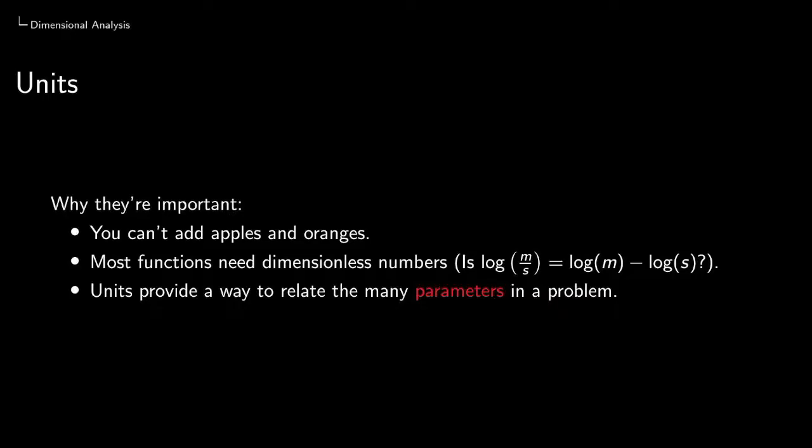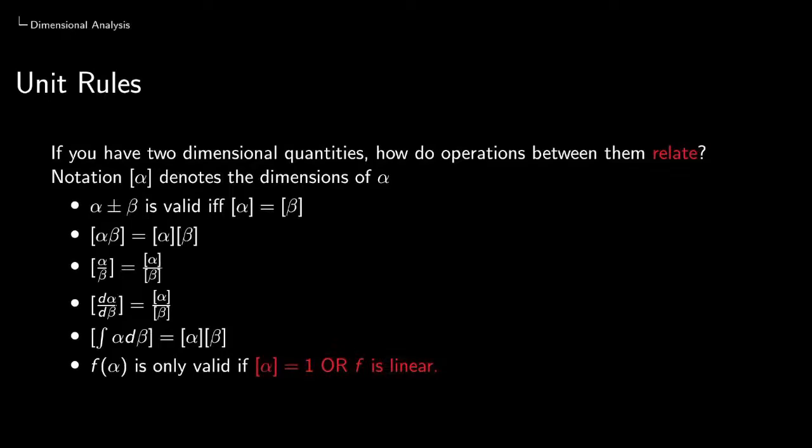Units also provide a way to connect a whole bunch of parameters into a problem and reduce them down to the essential ones. I'm going to go over how to do that via the Buckingham Pi Theorem. So if you have dimensional quantities, how can you work together with them? Let's just lay down some ground rules.